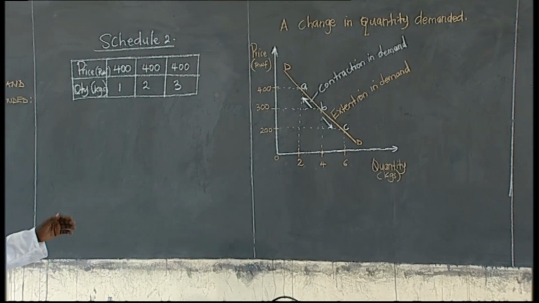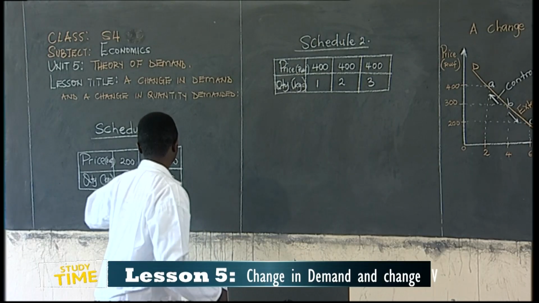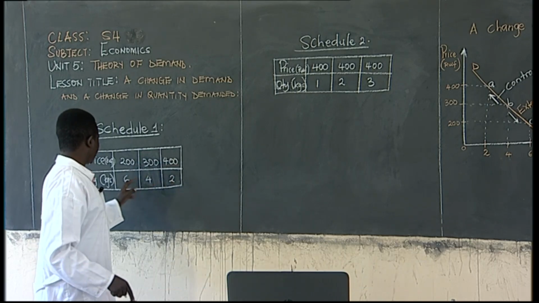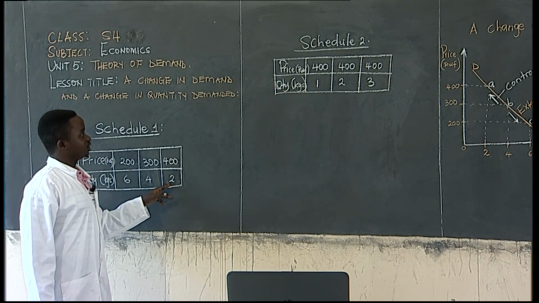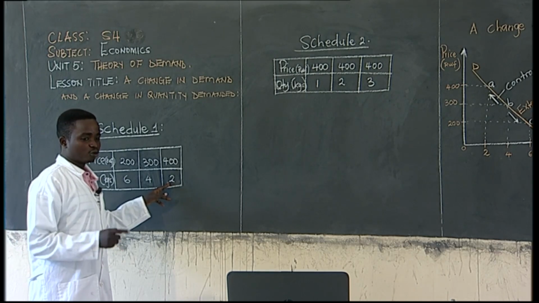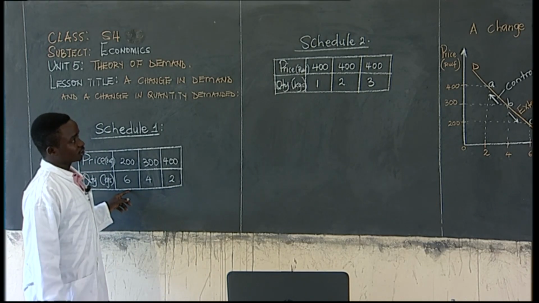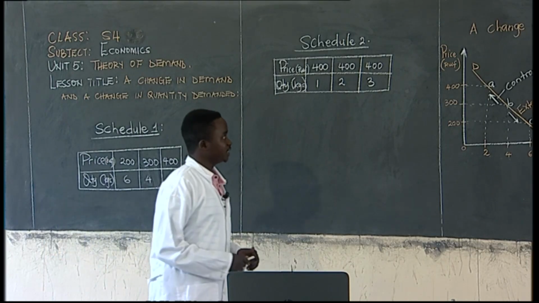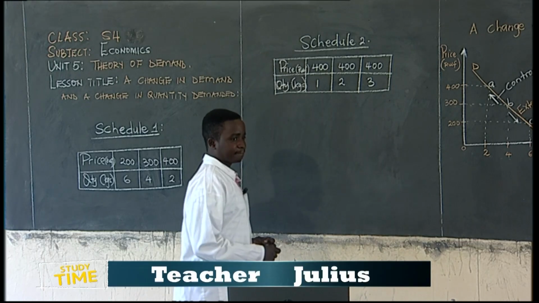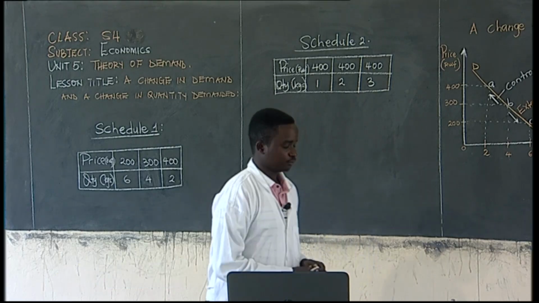So you should now be able, by use of a graph, to illustrate that from our schedule number 1. As you can check, the price of the commodity is changing and quantity demanded is changing. Under a change in quantity demanded, we assume other factors constant. Only one factor, which is price, is changing. So that is a change in quantity demanded. So I want you now to analyze our schedule number 2.